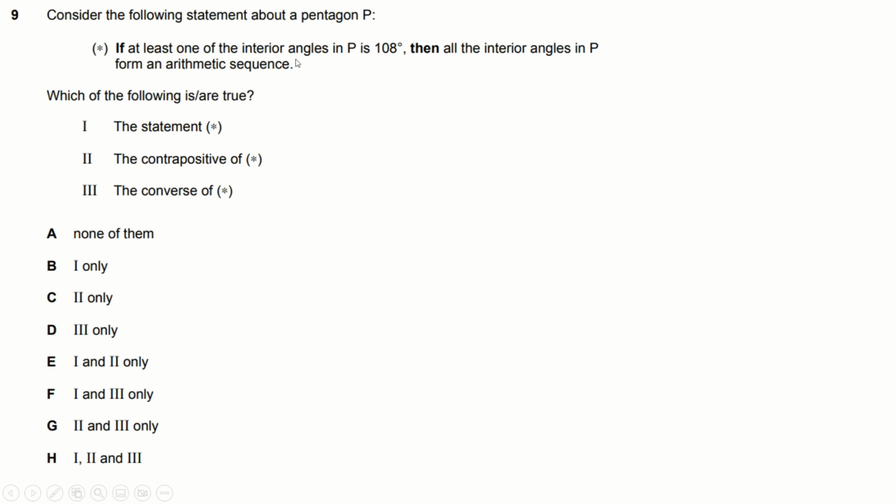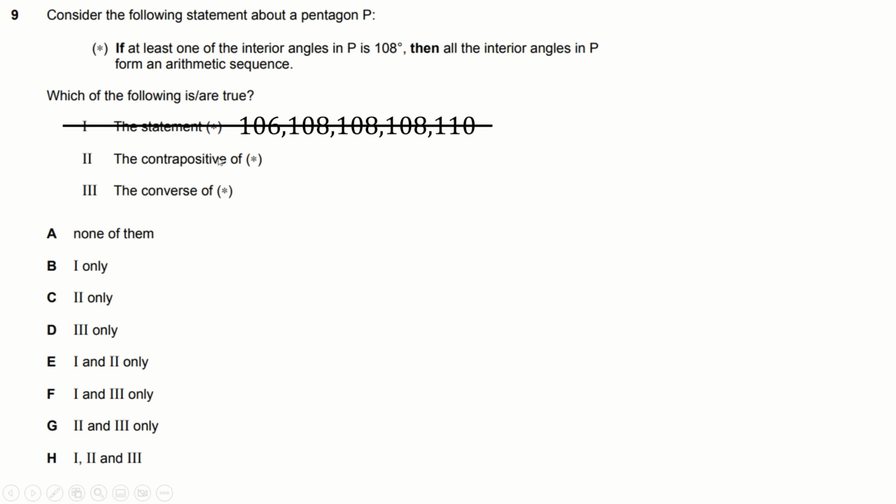If at least one of the interior angles of a pentagon is 108, then all the interior angles follow an arithmetic sequence. Now that's clearly absolute nonsense because of, say, this one, where I've just gone down to here and up to here, they add up to 540, but that's not an arithmetic sequence. So that statement isn't true.